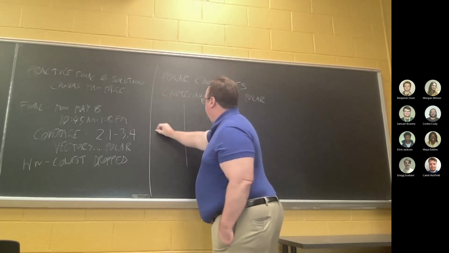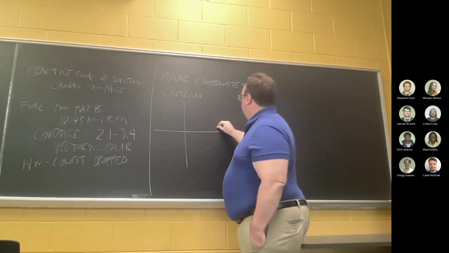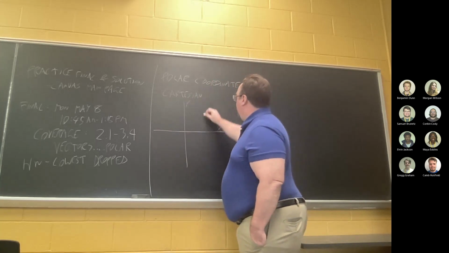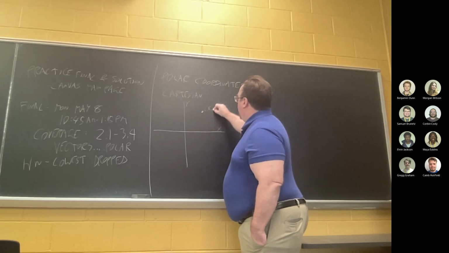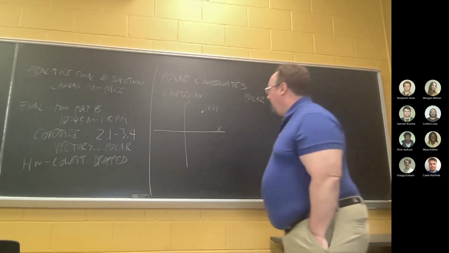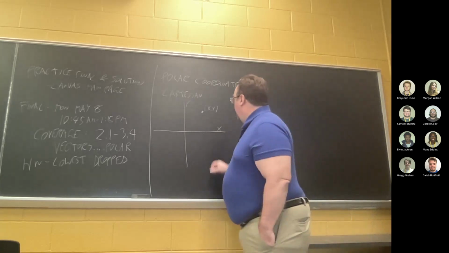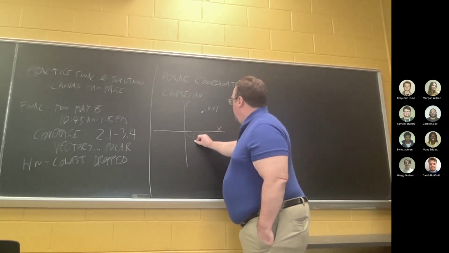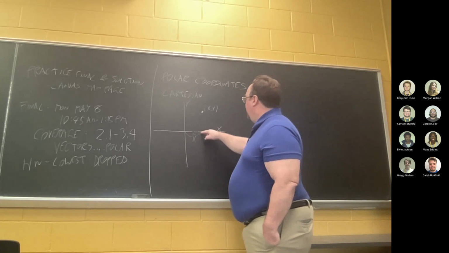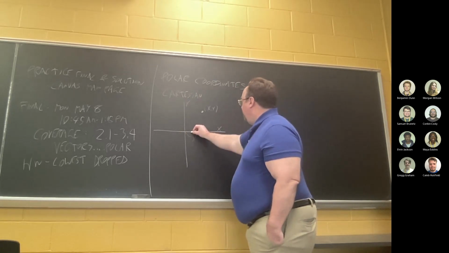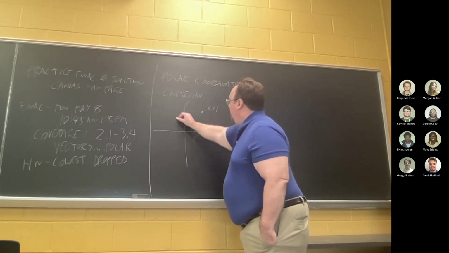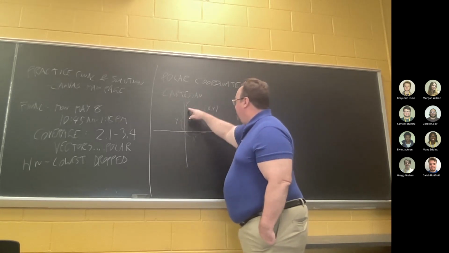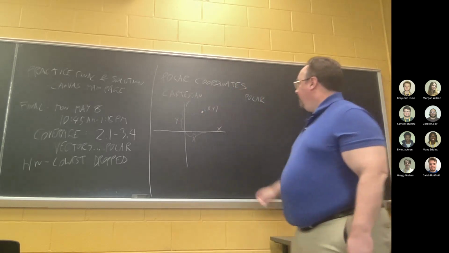So what you're accustomed to is Cartesian coordinates: a point in the XY plane identified by values X and Y, where X is the distance from the origin to the point along the X-axis, and Y is the distance from the origin to the point along the Y-axis.